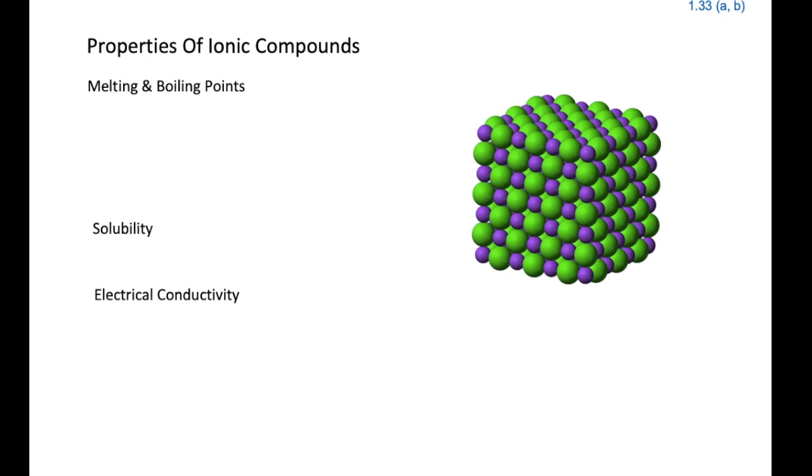We've looked at the basic way in which ionic and simple covalent substances are bonded together and how they're arranged in terms of their structure. We're now going to look at some of their basic physical properties. If we look at melting and boiling points, ionic compounds will generally have high melting and boiling points, and that is because of the many electrostatic attractions between ions of opposite charge in a lattice.